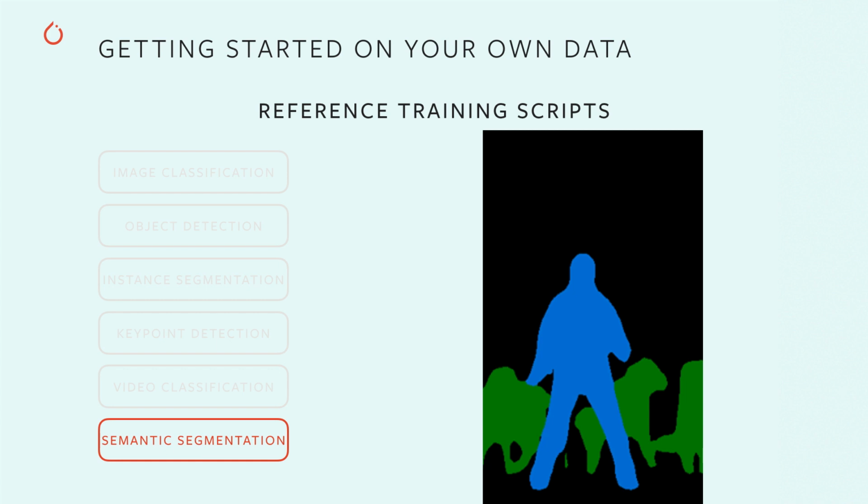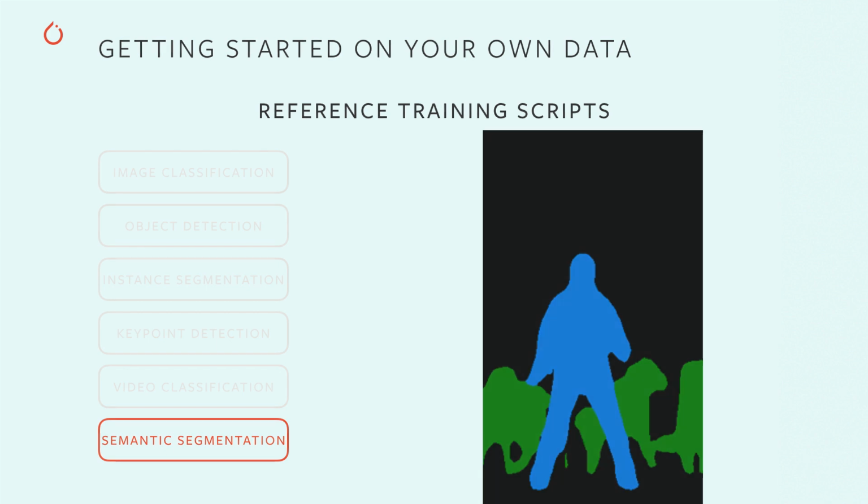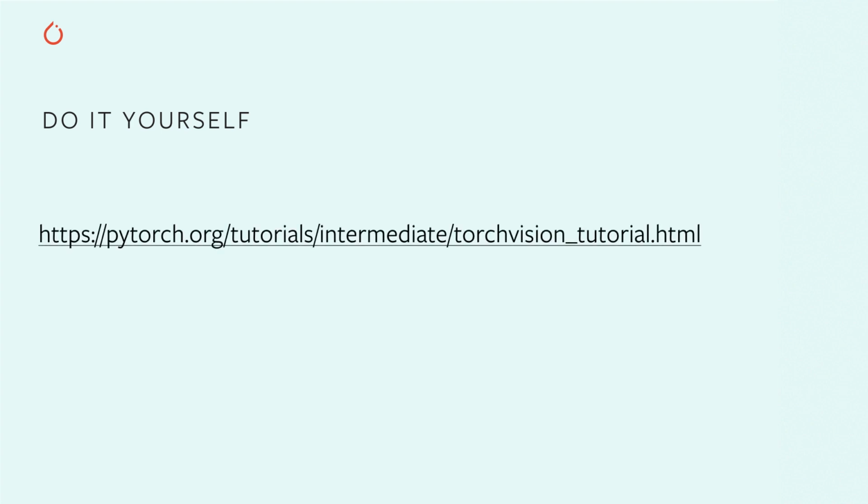But contrary to instance segmentation, in semantic segmentation, we don't have the ability to separate between different instances of the same class. We provide a tutorial which should make it easy for you to get started with Torchvision for instance segmentation on your own dataset.